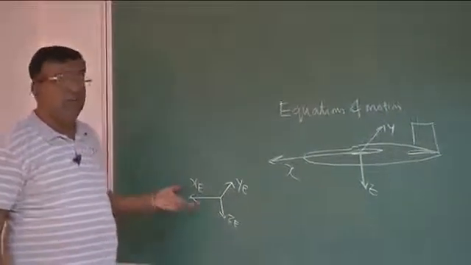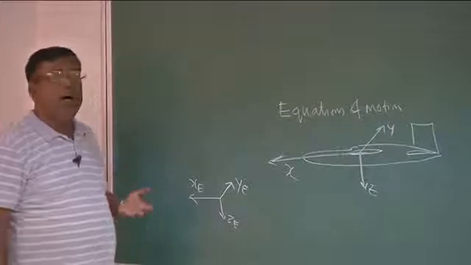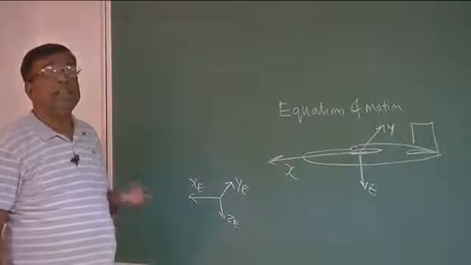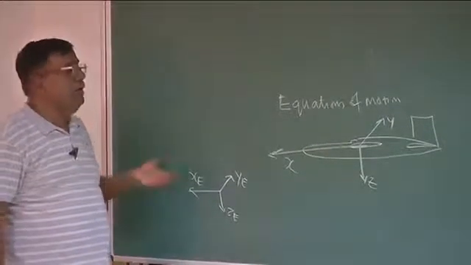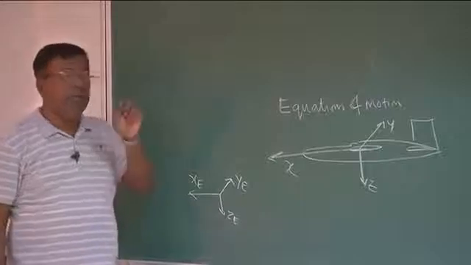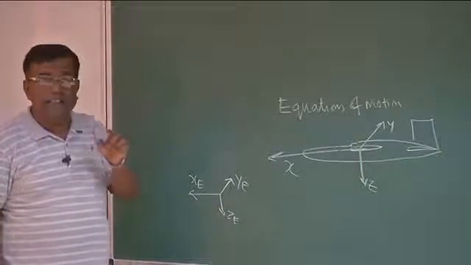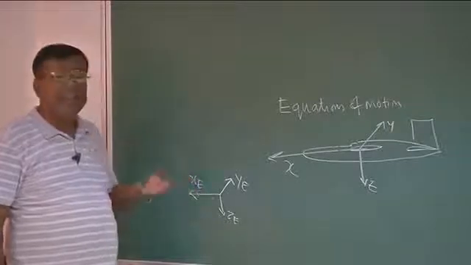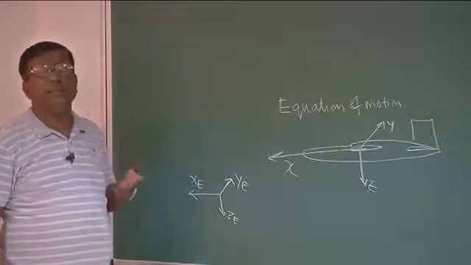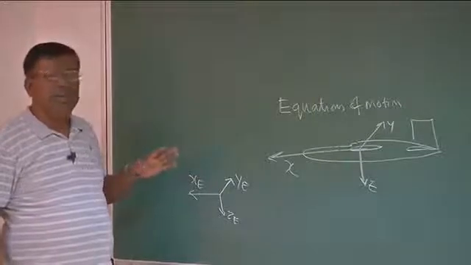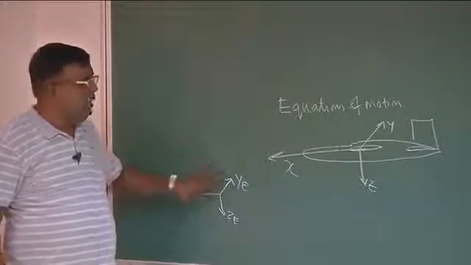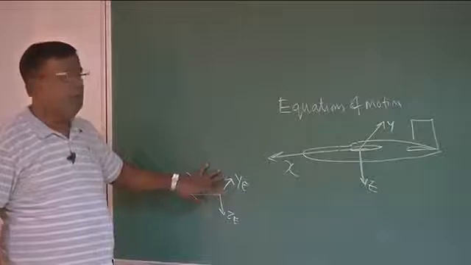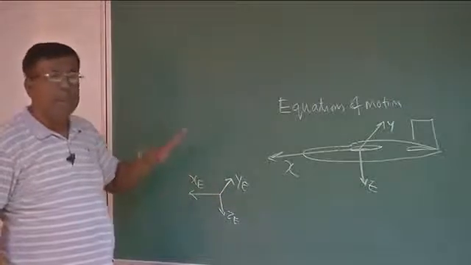What was the logic behind it? Although we know the earth is rotating, it is a non-inertial frame. However, for dynamic stability analysis, the duration is so short, maybe a few seconds, and we can assume that during that time the acceleration or the rotation of the earth is negligible. And for all approximation, we can assume this to be an inertial frame for our purpose of dynamic stability analysis.